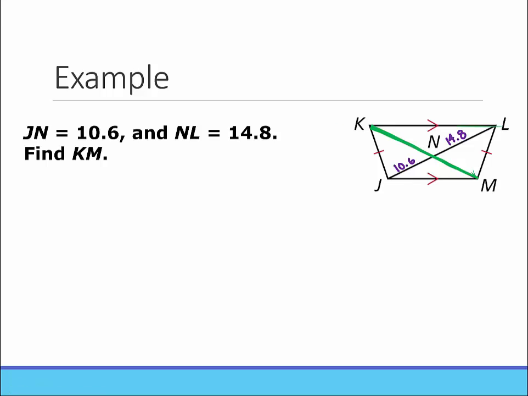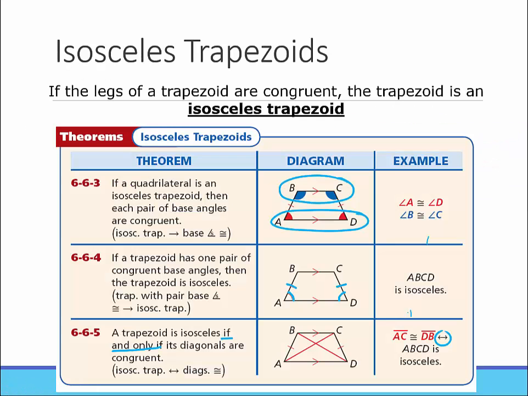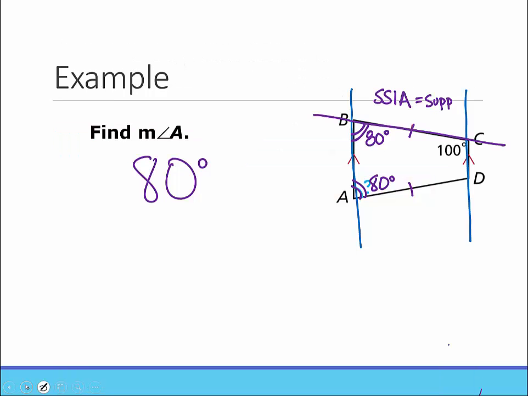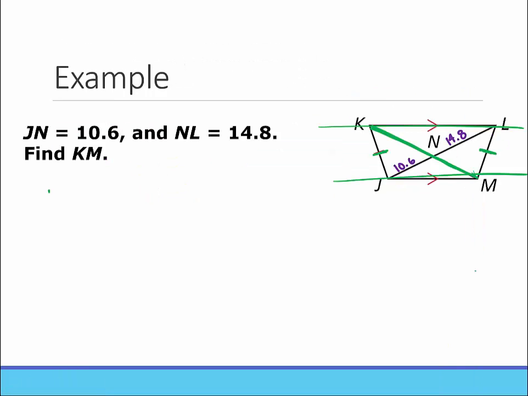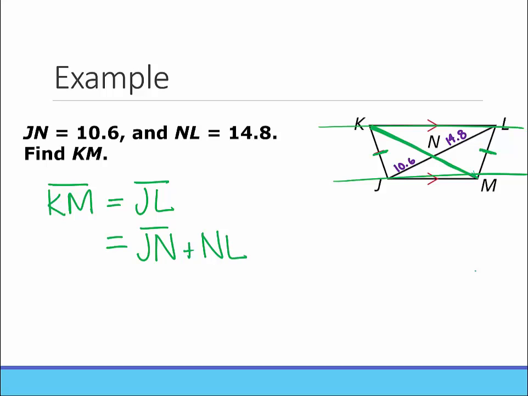two parallel lines, KL and JM are parallel. It's an isosceles trapezoid because we have those two slashes there. And remember, this last one says, if you have an isosceles trapezoid, then its diagonals are congruent. So we know that KM has to be the same distance as JL. Now we don't totally know JL, but we know JL is JN plus NL.